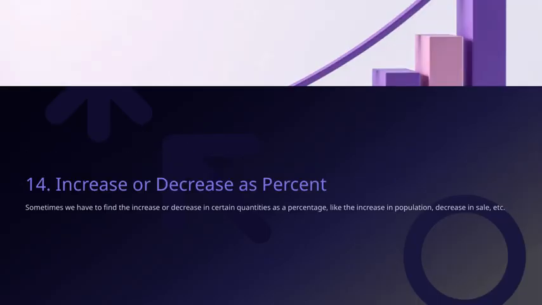Now, let's talk about increasing or decreasing as a percent. Sometimes, we need to figure out how much a quantity has grown or shrunk in percentage terms. For example, imagine the population of a city rising over a decade, or maybe sales dropping in a certain quarter. These are common situations where understanding the percentage change helps us see the scale of the difference more clearly. It's a useful way to compare different data points, especially when the numbers are large or vary significantly.